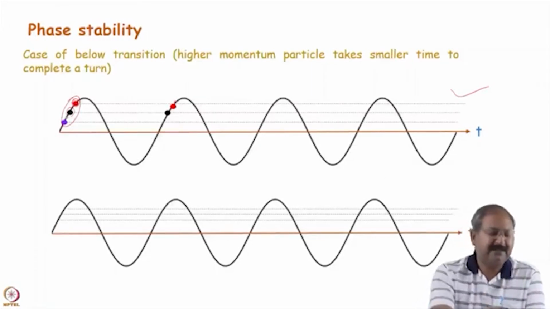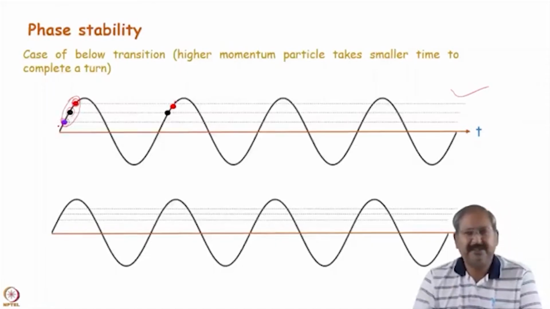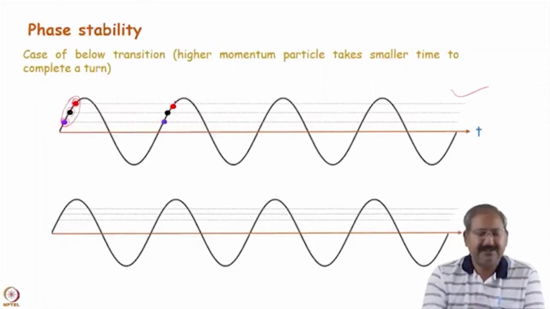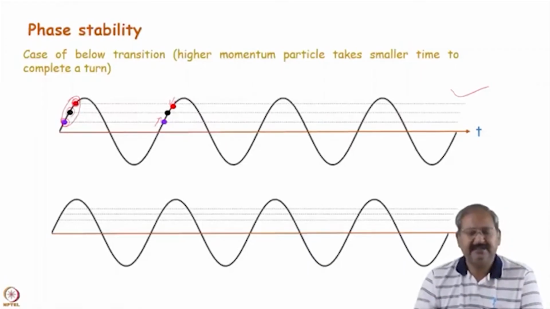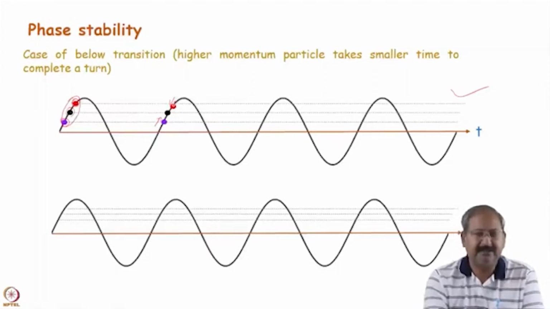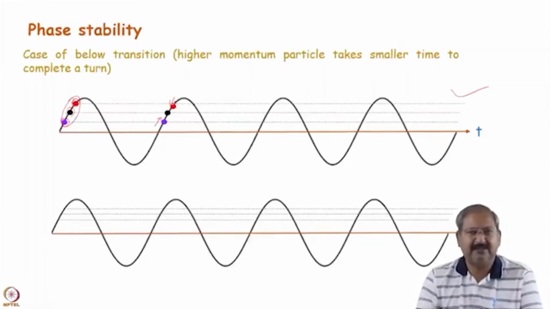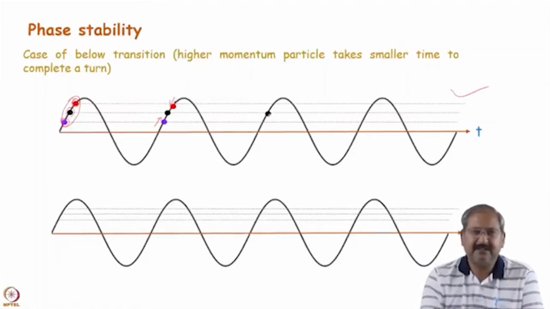And similarly, this particle is at lower energy, so it will take a longer time to complete the turn, so it will come here. This means these particles are coming towards the synchronous particle. In the next turn, it is still at higher potential, so in the second turn also, it is gaining more energy than the synchronous one. Although the rate of change in energy has decreased, it is still at higher energy. So in the next turn, the synchronous particle will arrive at the same phase, while this particle will be closer to the synchronous phase, and this particle will also be closer to the synchronous phase.